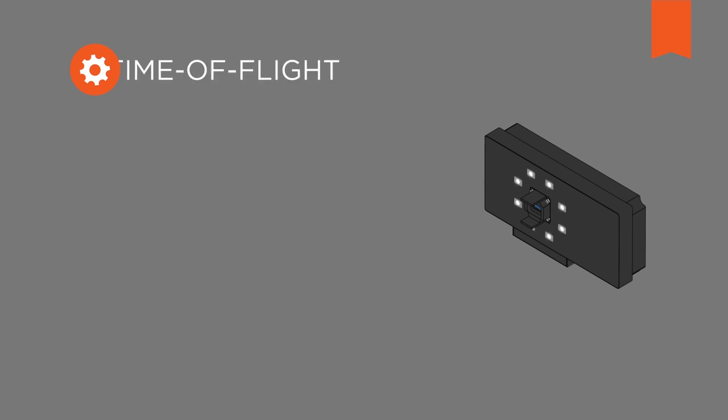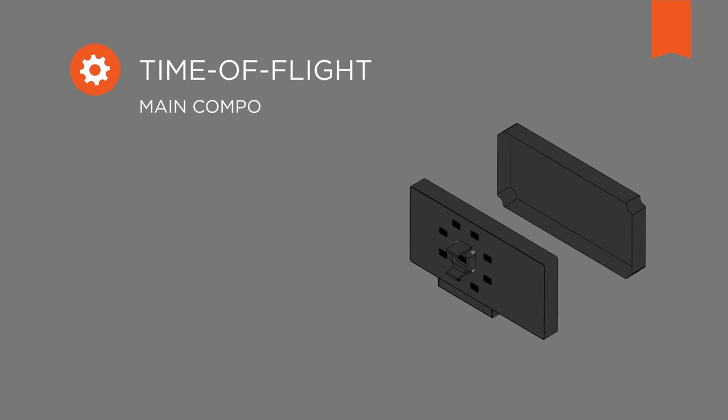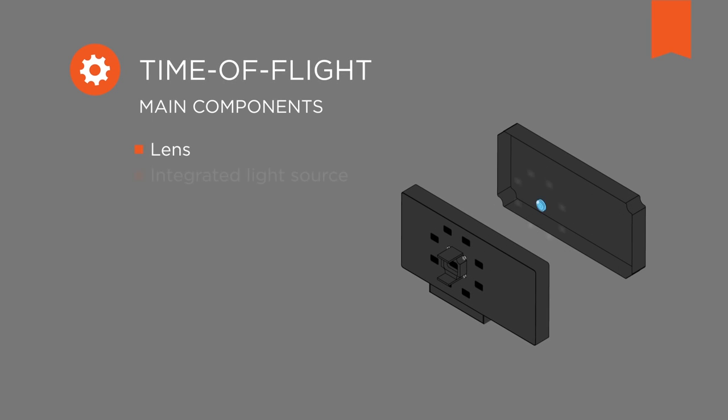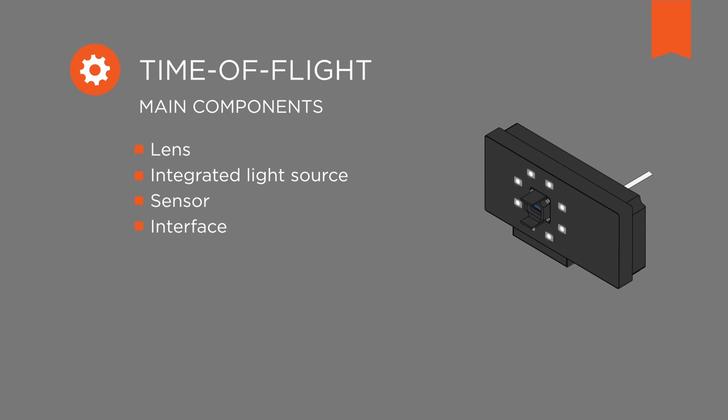A time-of-flight camera consists of the following main components: a lens, an integrated light source, a sensor that stores all captured image information, and an interface. This system is able to capture both depth and intensity information simultaneously for every pixel in the image.